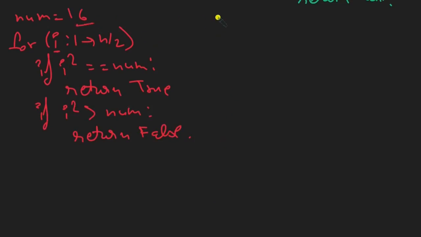So for 16, we will start from 1 and find the square of 1. Square of 1 will be 1. For 2, square of 2 will be 4. For 3, square of 3 will be 9. And for 4, square of 4 will be 16. So when we reach here, this condition will get satisfied, so we will return true. Therefore, num equal to 16 is a perfect square.